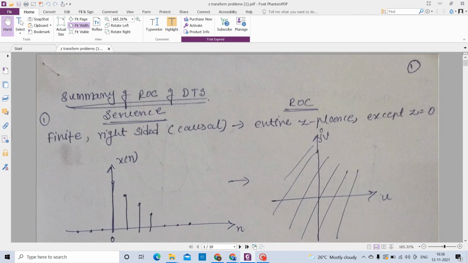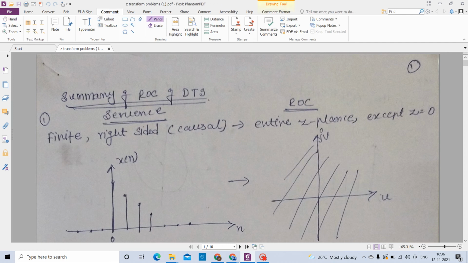First is causal, non-causal and anti-causal. What is a causal sequence, non-causal sequence and anti-causal sequence? We have already discussed these things in the first chapter. And again we will discuss each case with respect to finite and infinite.